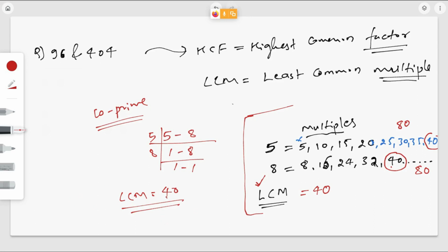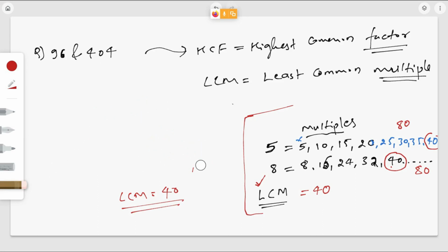Any doubts? No? Actually this one is not there in your textbook. This is just to give you a brief idea about what exactly the LCM is. There is one more method to find the LCM of two given numbers. What is that? Write all the factors of 96 and 404.